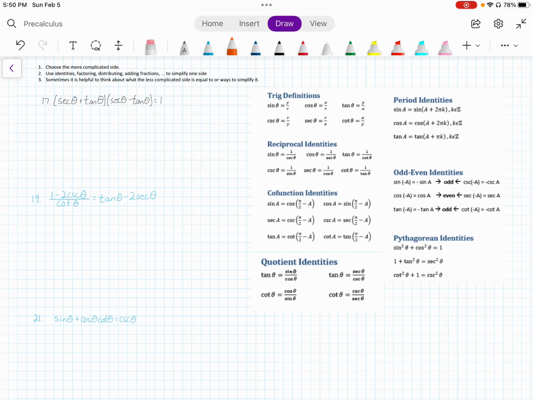I don't have any squared terms, but I do notice right away that this is in the form a plus b times a minus b, and we know a plus b times a minus b is a squared minus b squared. So let's go ahead and distribute here. When we multiply out, we'll get a squared, which in this case is secant squared theta, minus b squared, which is tangent squared theta. And we're thinking that will be equal to 1. And what we did there, we just distributed.